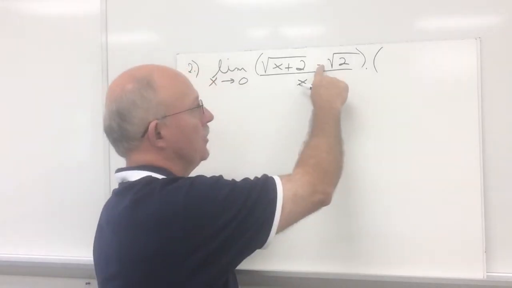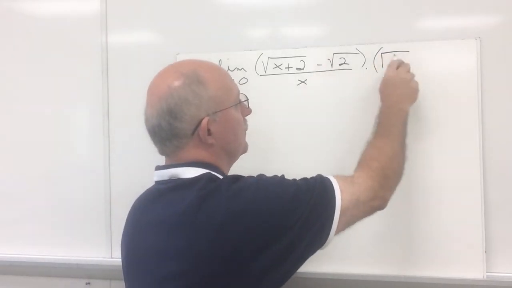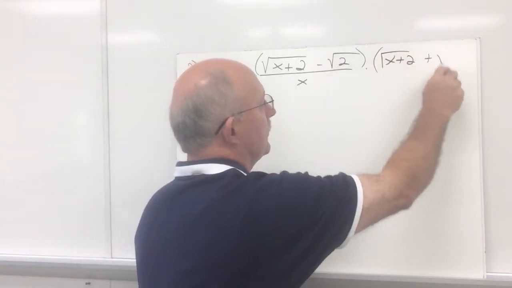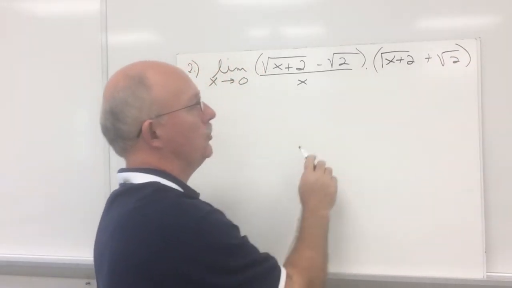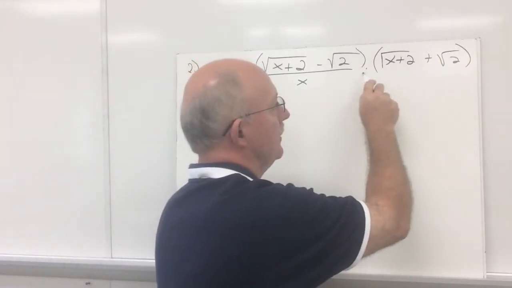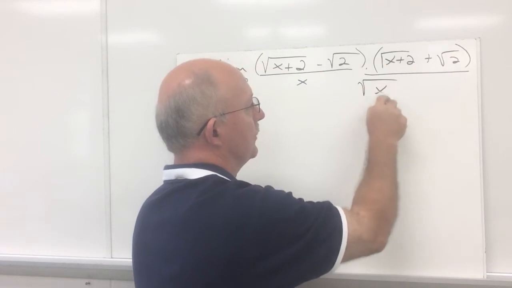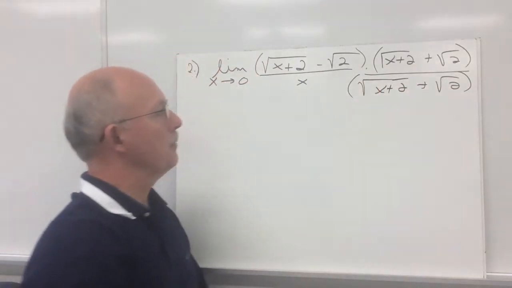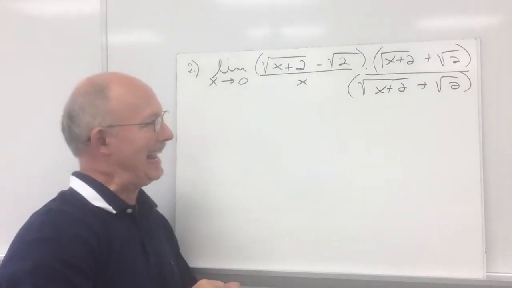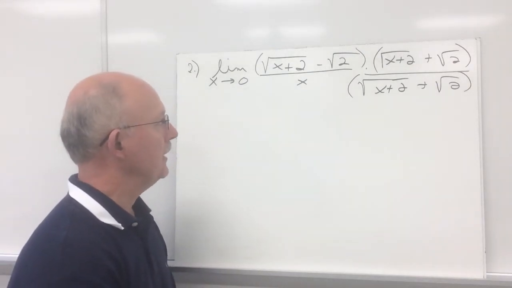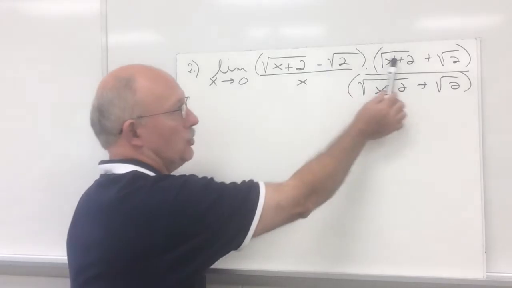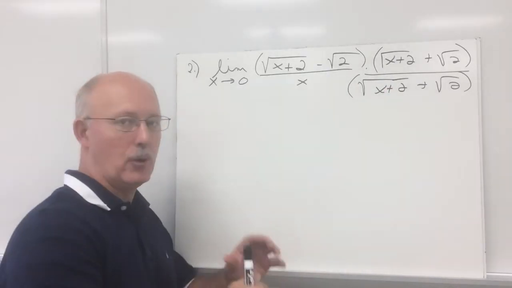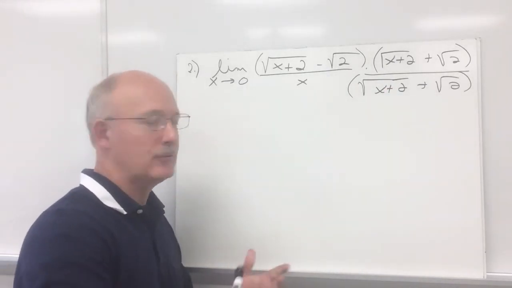Now, the conjugate, since this is a minus the square root of 2, will be the square root of x plus 2 plus the square root of 2. So we're going to multiply that to the top of the fraction and the bottom of the fraction. Now, as you multiply the two conjugates together in the numerator, remember that will always give you a difference of two squares. It'll be a subtraction.